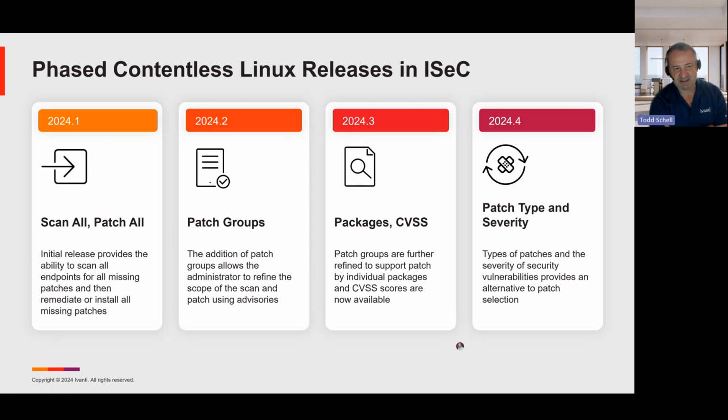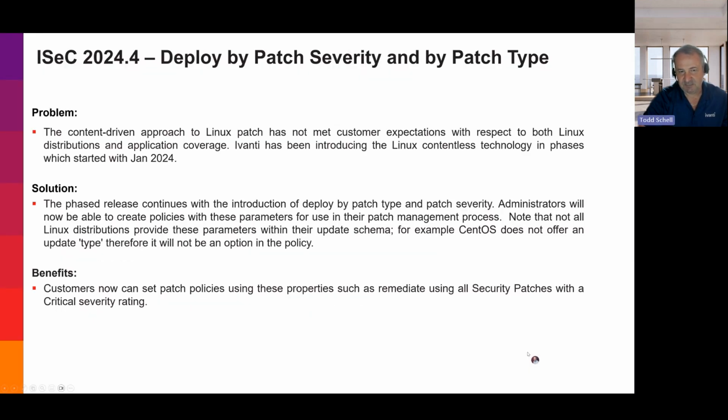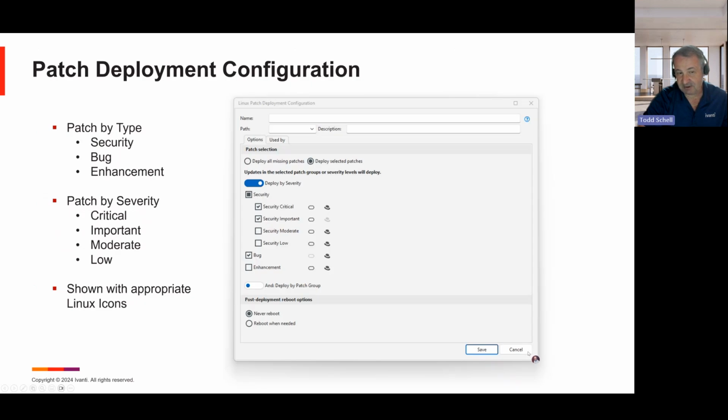We've been releasing this in a phased release over all of 2024. We started with the scan all, patch all approach, getting all the fundamentals in place, then adding patch groups. Then we added packages and CVSS scoring. And here in 24.4, we're adding patch by type and severity. Chris explained this quite well, and you'll see a very similar slide to what Chris had in the Neurons patch. Basically, we have patch by type and patch by severity.